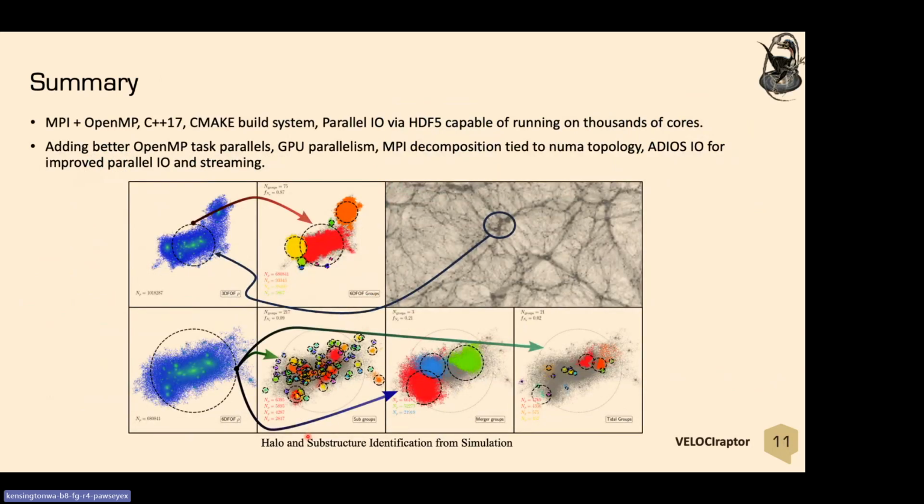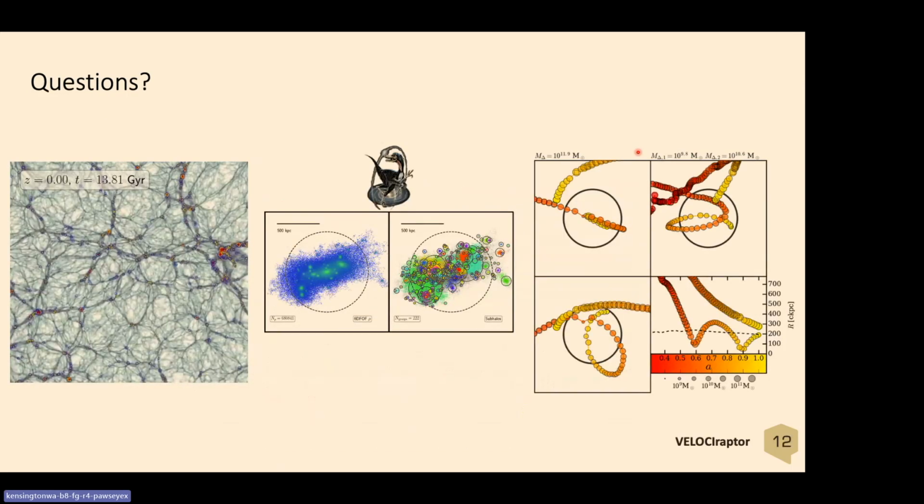So just a refresher. The summary: an MPI and OpenMP code that finds structures in cosmological simulations. I'm going to add better OpenMP tasking, GPU parallelism, and MPI decomposition tied to NUMA topology, and then add some parallel I/O improvements as well. And with that, I will leave it open for any questions if there are any. Thank you.